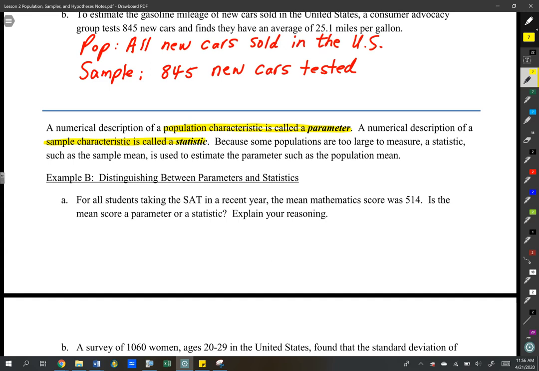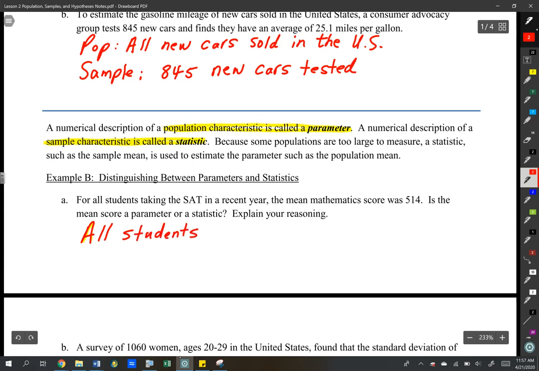So for letter A, for all students taking the SAT in a recent year, the mean math score was 514. Is the mean score a parameter or a statistic? Right now, because we're talking about all the students, that means that we're talking about the entire population. So this characteristic is a parameter.